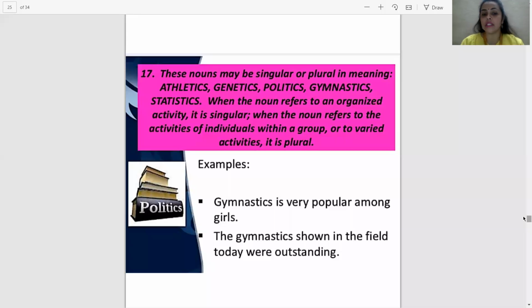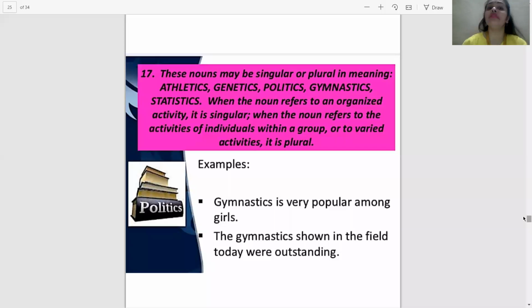So this gymnastics, when we talk about it as an organized activity, as one activity, will take a singular verb. On the contrary, the gymnastics shown in the field today. Here we are talking about different activities in the gymnastics category. So when we are talking about different activities in the gymnastics category, it will take a plural verb. The gymnastics shown in the field today were outstanding.